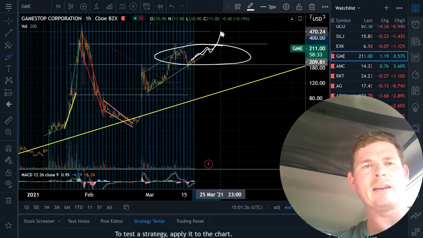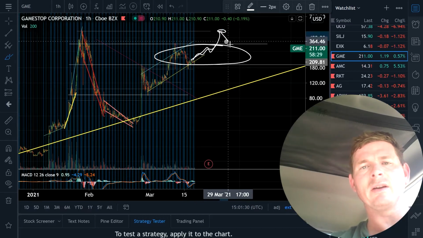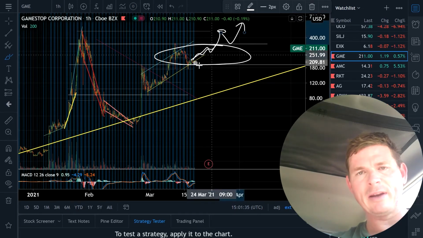And once we pop out of the neckline, the all-time high will probably give some resistance. It might pull back to the neckline. And then I think GME could explode out of here.